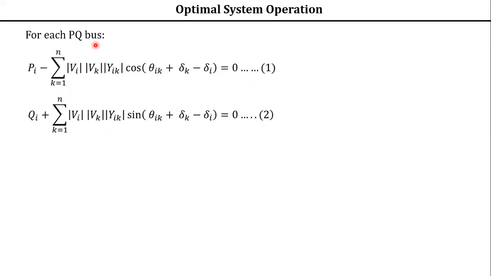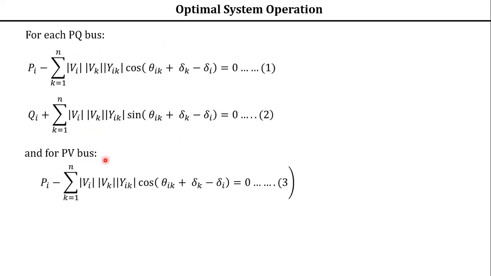So for each PQ bus, evaluate these two equations. Then for a PV bus, only one equation has to be evaluated, that is the real power equation. Here it is real power flow minus this whole thing equal to 0. Clear? Hope you understood. Equation 1 and 3 are the same. There is no difference. Only for a PV bus, you have to evaluate this equation.